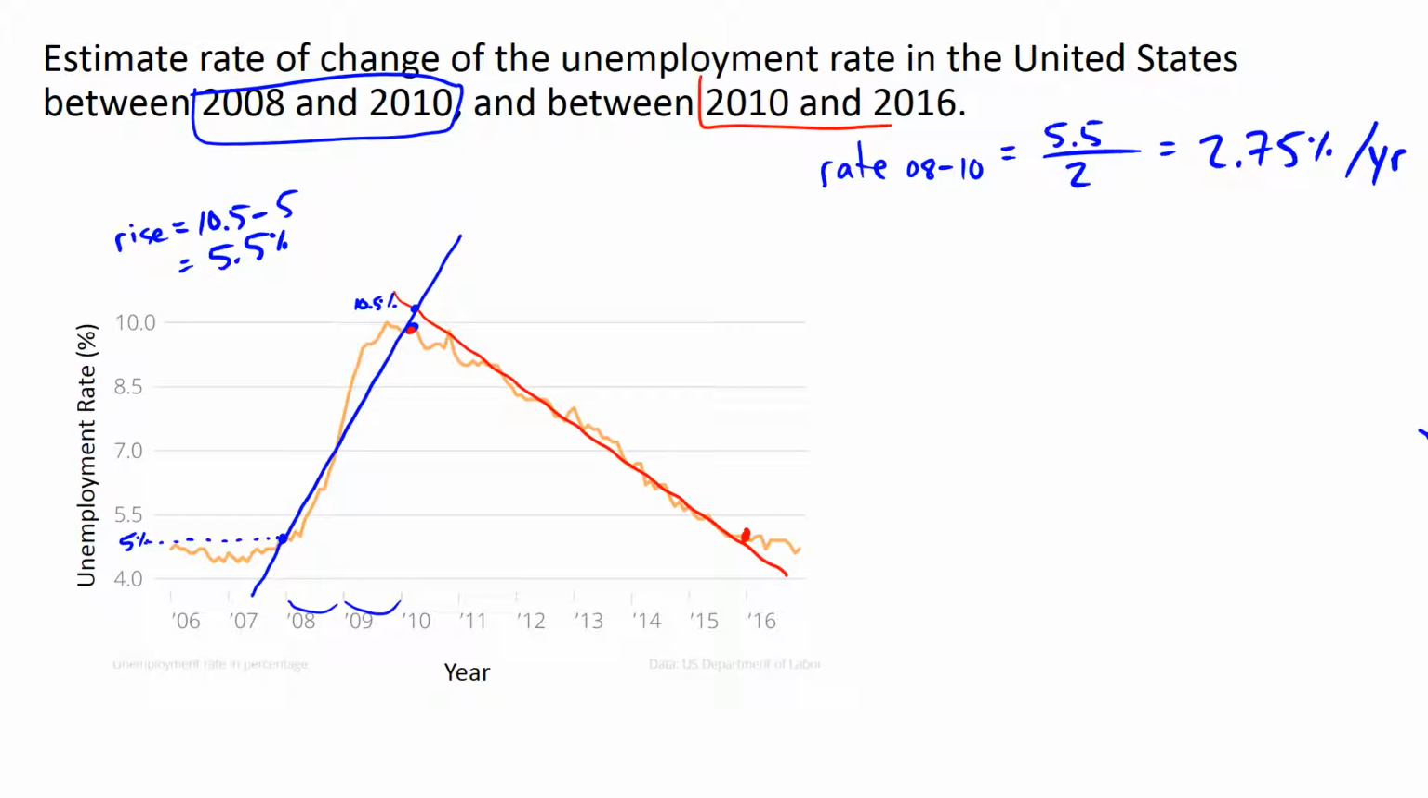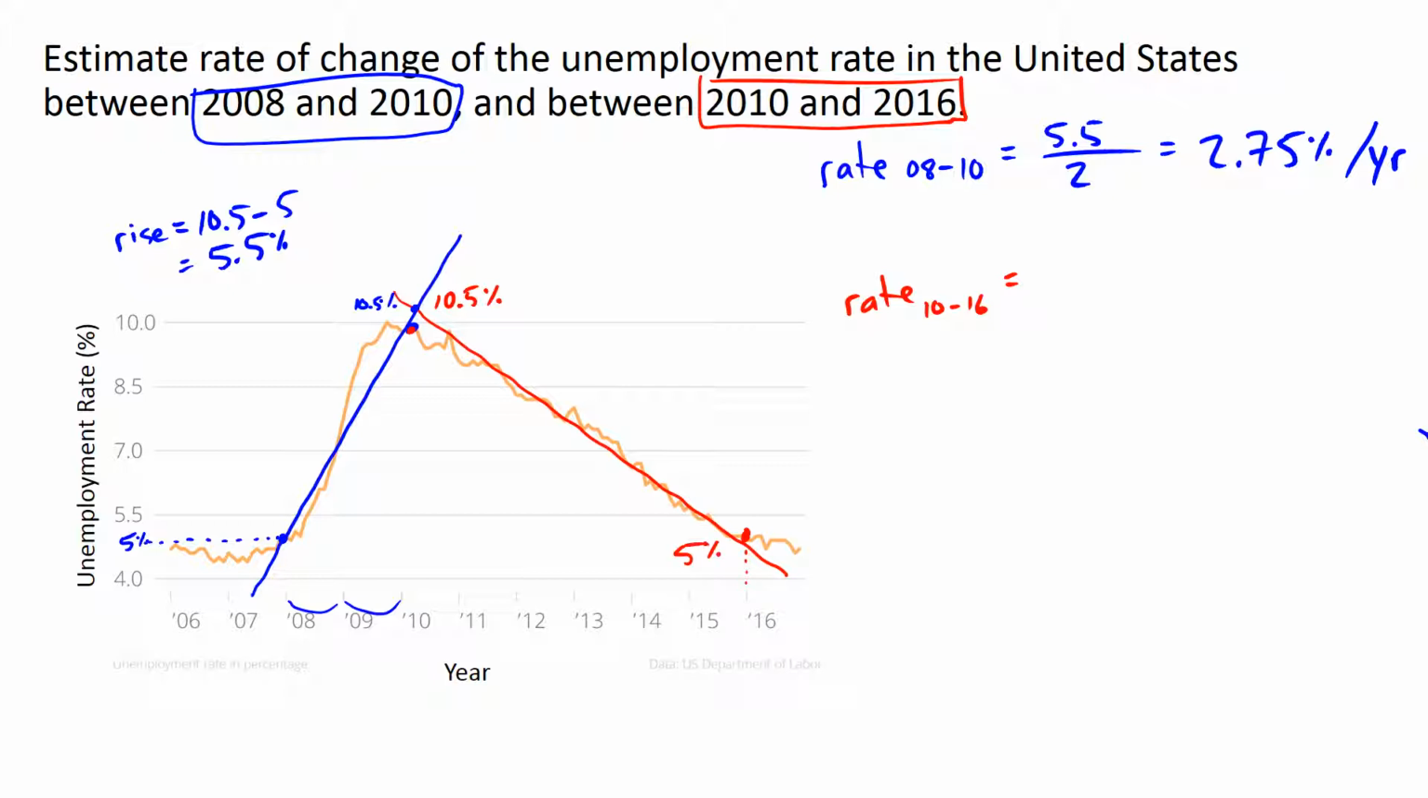Now for 2010 to 2016, I'll do this one in red. So the rate between 2010 and 2016. Now I need a different rise, and it actually looks like there's a bit of an overlap up here. Again, it looks like we're starting at about 10.5%, and then dropping in 2016. Looks like about this, it's the same fall. So I'd say it drops to about 5% again.